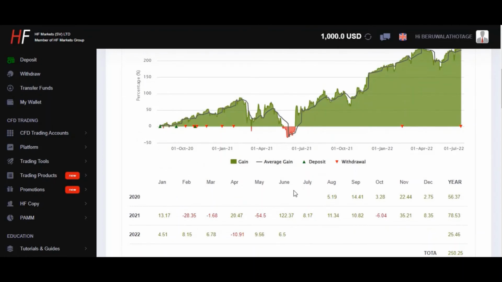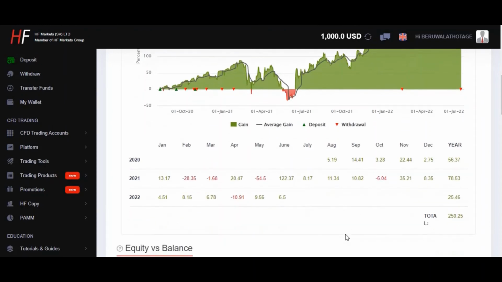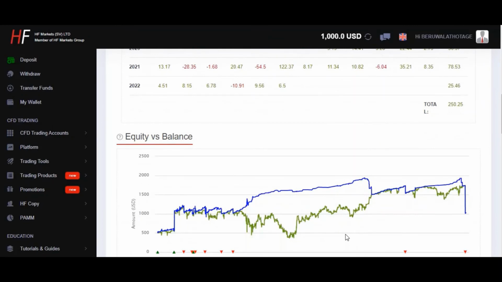Looking month by month, in 2020 I gained 5% in August, 14% in September, 3% in October, 22% in November, and 2% in December. In 2021 you can see my performance. Some months I have negative balance. In those months I don't charge my followers because I have not made any profit for them, right? So I have a mix of profits and losses, because that is the way it should be. There is no trader who can make money every day, right? If you find someone like that, that is very strange, right?